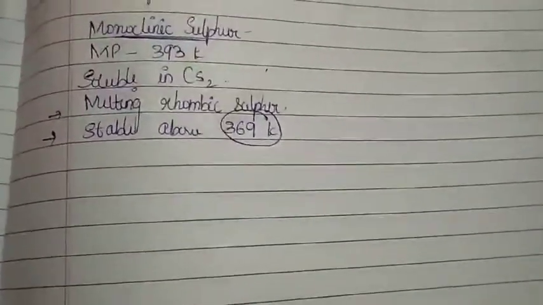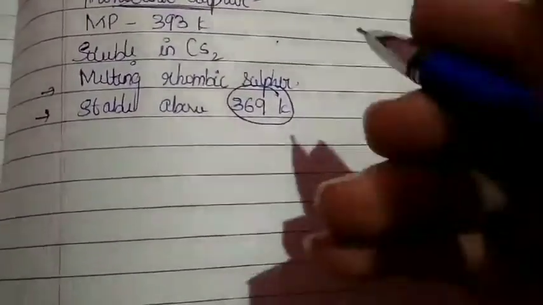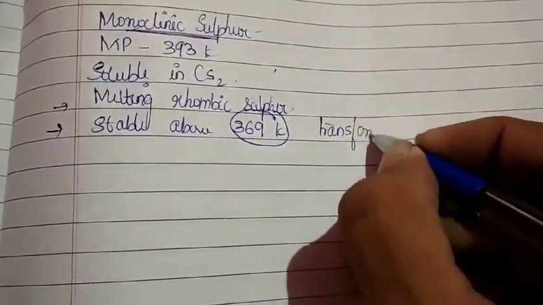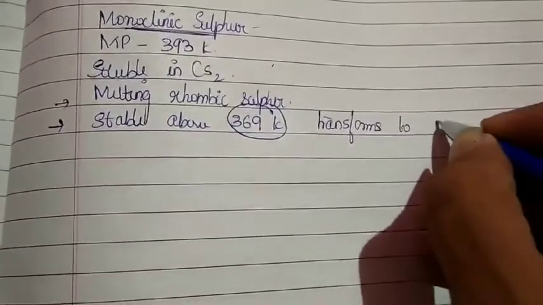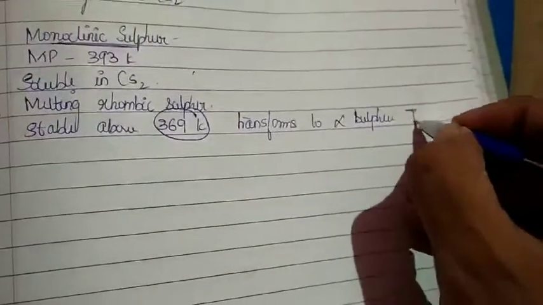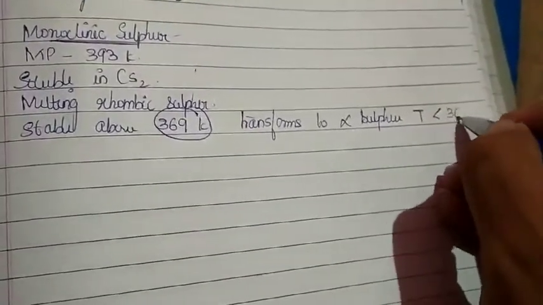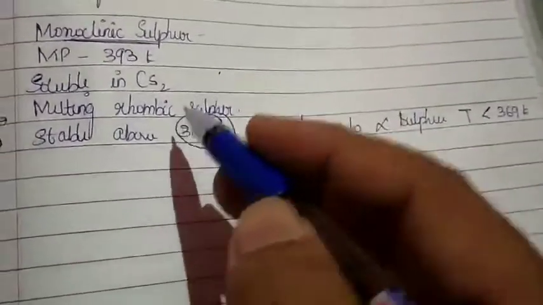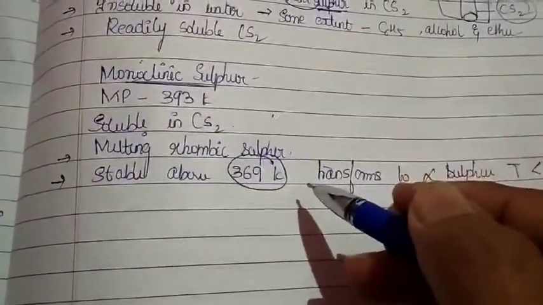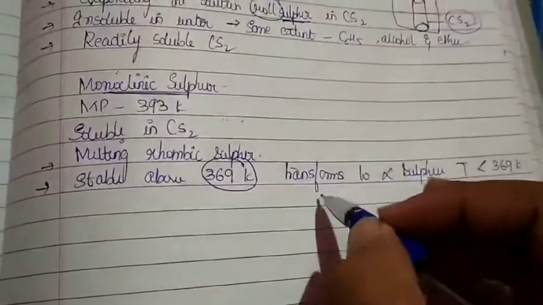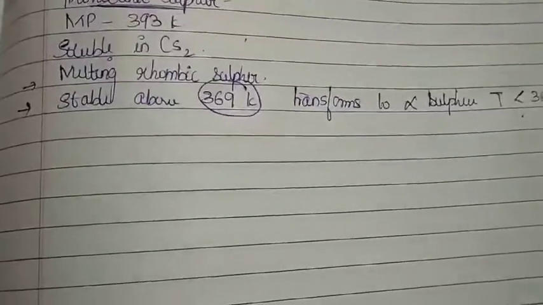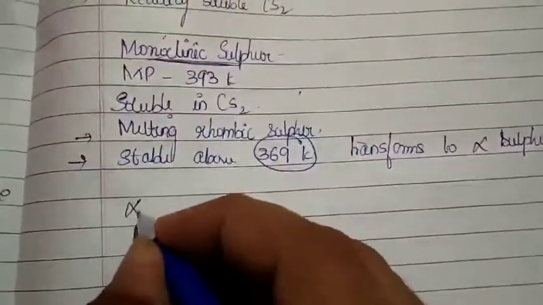If we keep the temperature below 369, then monoclinic sulphur generally gets transformed to your alpha sulphur. When the temperature is less than 369 Kelvin it transforms, and when it is above 369 Kelvin, monoclinic will remain as such. But once the temperature is reduced below 369 Kelvin, what happens? It forms alpha sulphur. Same is the case with your alpha sulphur also. Your alpha sulphur is stable.